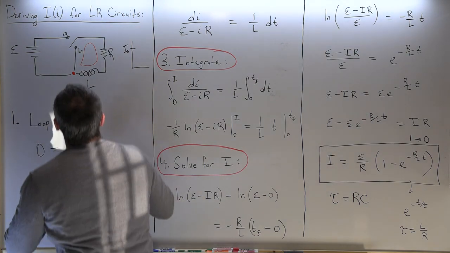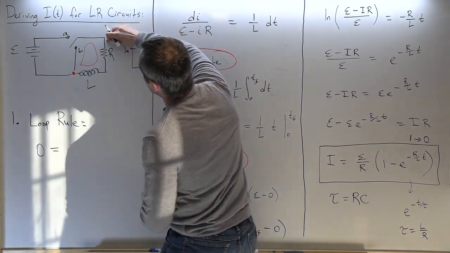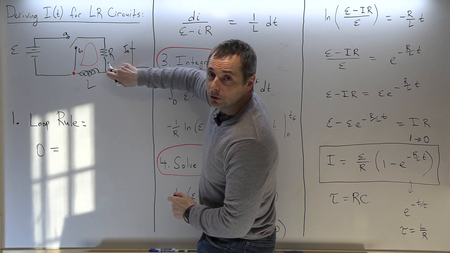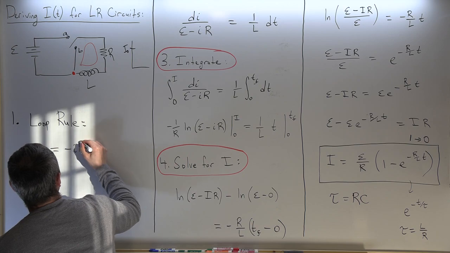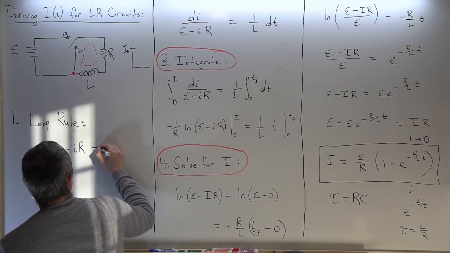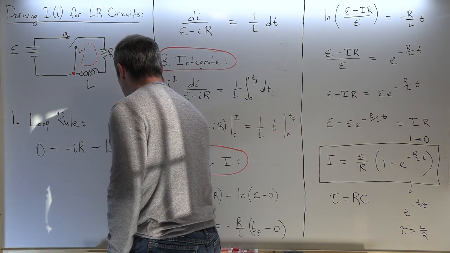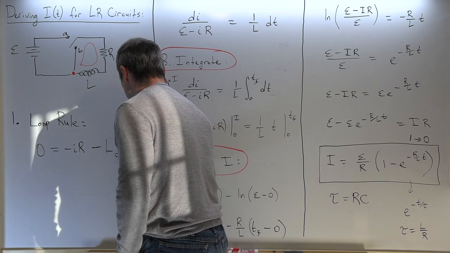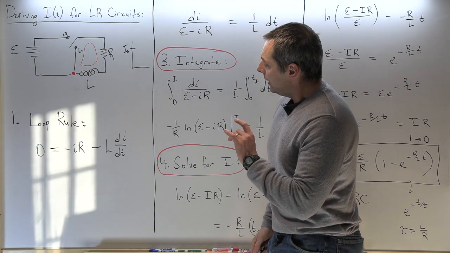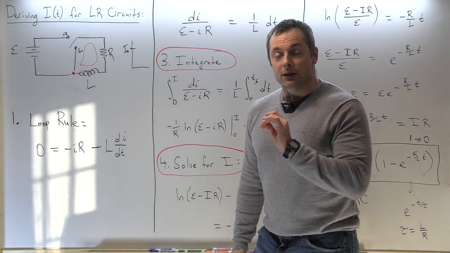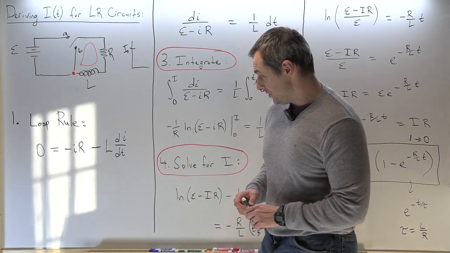The ant walks around, encounters the resistor, goes in the direction of the current through the resistor. The voltage it would register is minus IR. And then it goes through the inductor. The voltage it registers is minus L di/dt, the voltage in an inductor. Once again, you can figure out the pattern of the solution by just analyzing this differential equation.